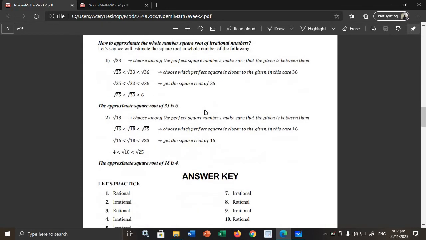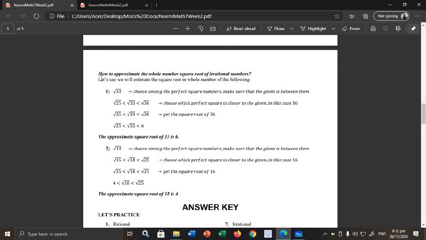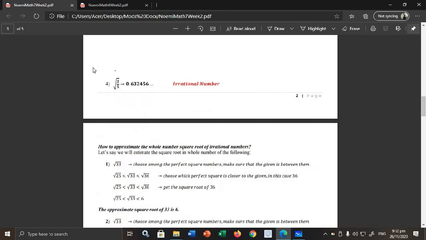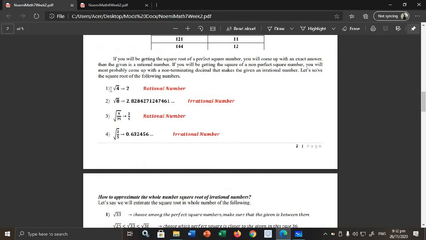And then the last part of the module is how do we approximate the whole number square root of irrational number? Kasi, di ba kapag kukuha tayo ng square root, madali na lang kapag rational eh. Ayun na, like this example. Like 1 and 3. Madali kapag rational yung given. Okay? Madali. Makukuha natin yung square root niya. Exact yung makukuha nating square root kapag rational number yung given.